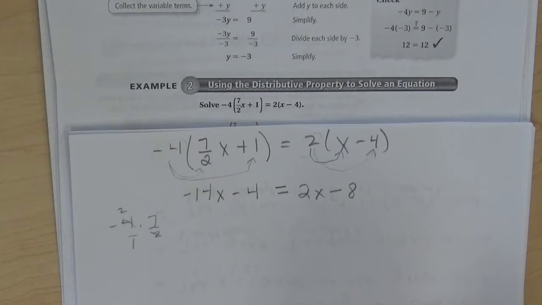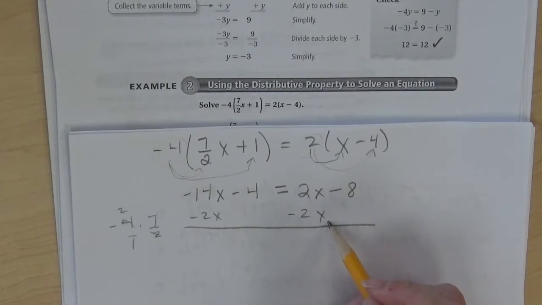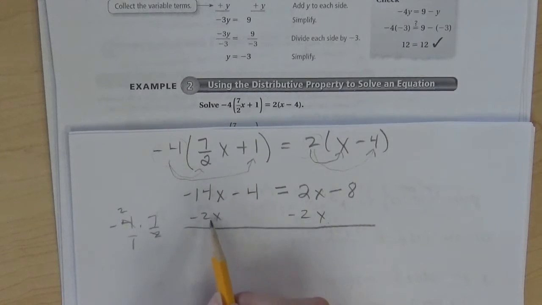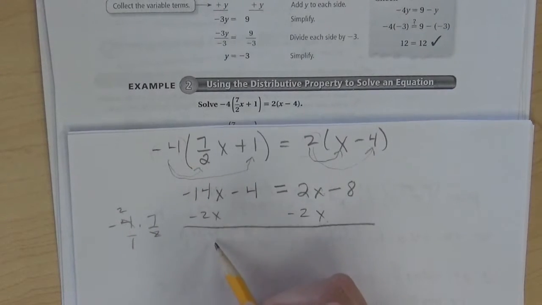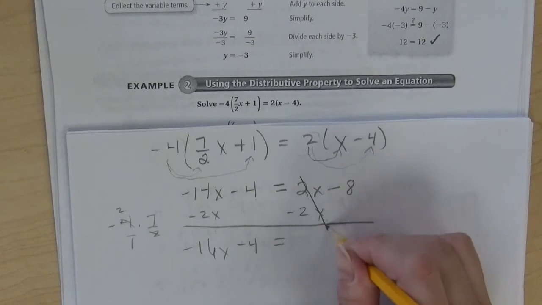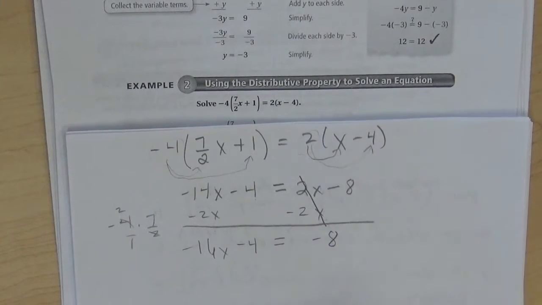I like having my x end up on the left side, so I'm going to subtract 2x on both sides first. And I make sure I line up my like terms so that I can actually combine them. Because there was an x on this one, I made sure I put my negative 2x directly under it to create a column. If I put it over here, I couldn't have done anything with the negative 4. So negative 14x minus 2x is negative 16x. Bring down negative 4, bring down equals, 2x minus 2x cancels, bring down minus 8.